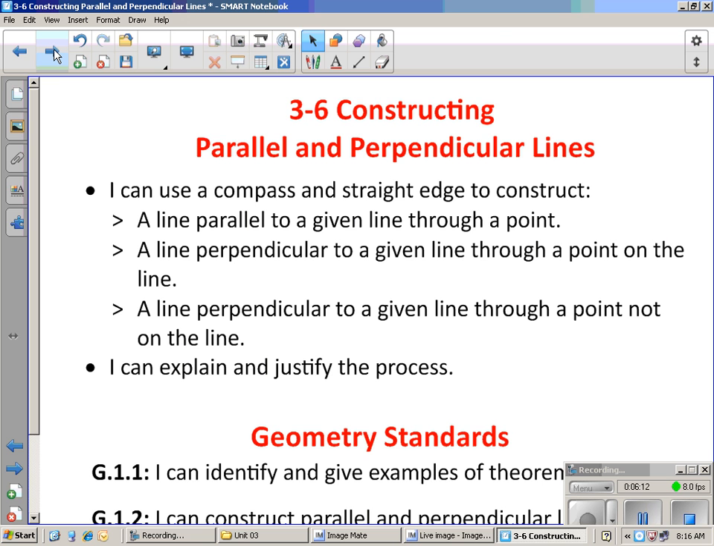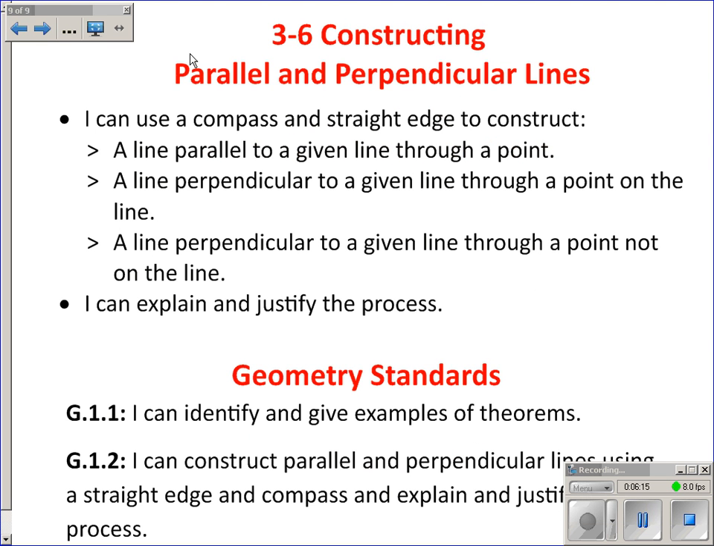And that's really it. It's those three ideas: constructing a line parallel to a given line through a point, and that's based on the converse of the corresponding angles postulate; a line perpendicular to a given line, where you draw an arc and then you bisect that segment that you created; and also constructing a line perpendicular to a given line through a point not on the line. And again, that's also based on bisecting a segment.